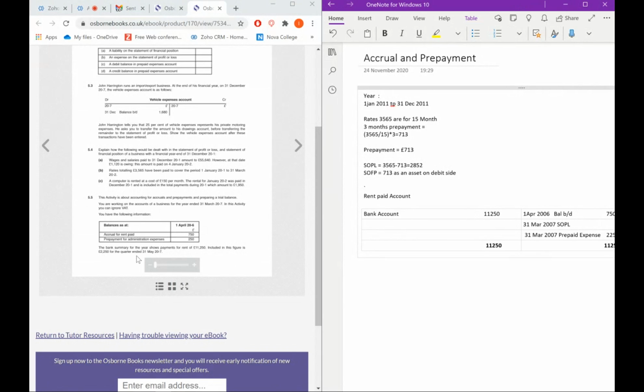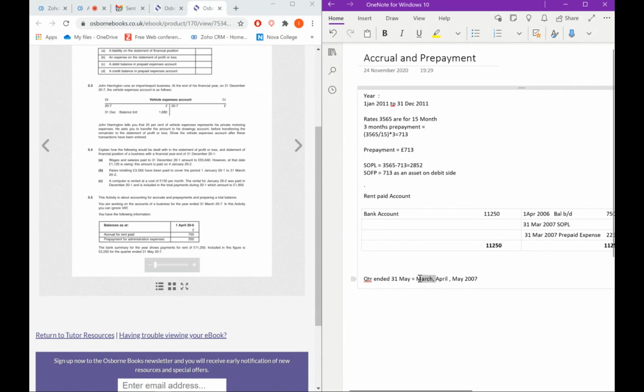Here it is said that 2250 is for the quarter ended 31st March. So what does it mean, quarter? Which months are they? If the quarter ended 31st May, what months are they? Yes, 31st May. So in this quarter, we have 3 months, which are March, April and May, all 2007. And we have to divide it by 3.